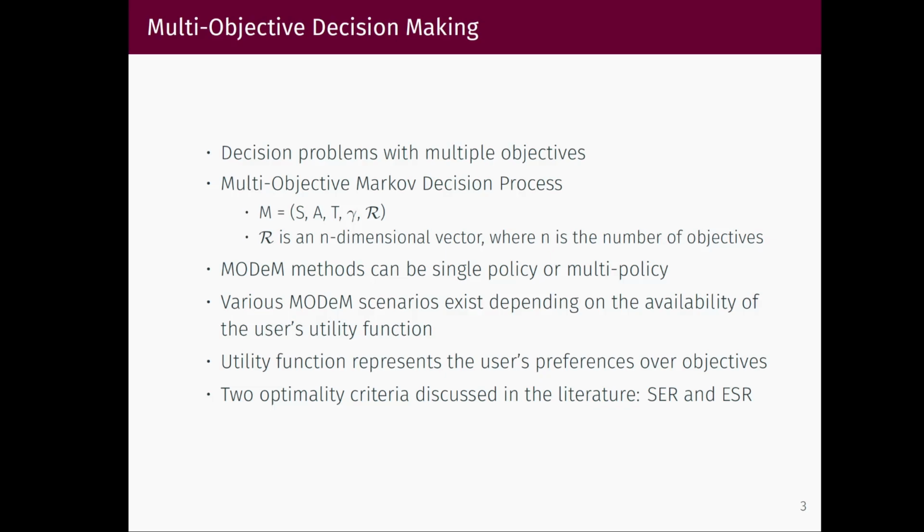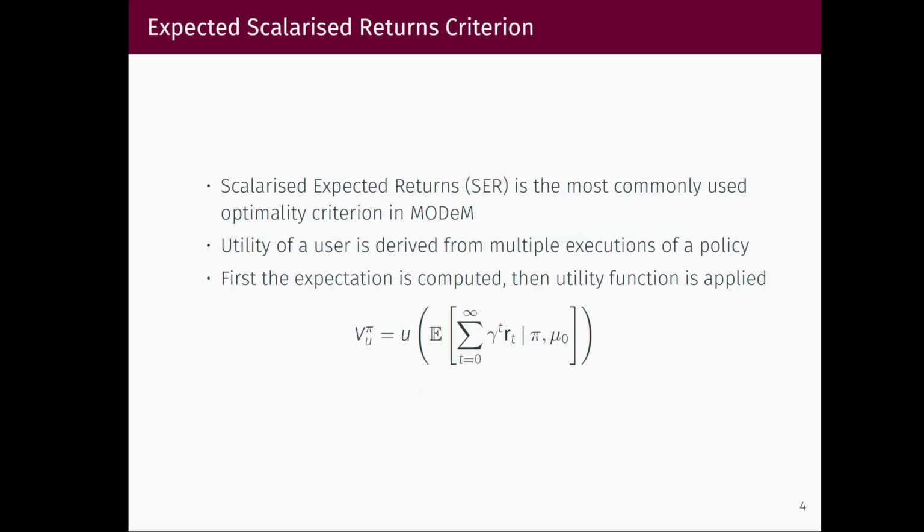MODM methods can be single-policy or multi-policy. In this particular paper, we consider multi-policy methods where a set of optimal policies must be returned to the user given their utility function is unknown. It's important to note that the utility function of a user represents the user's preferences over the objectives of the problem. Generally, in multi-objective decision-making literature, two optimality criteria are discussed: the scalarized expected returns and the expected scalarized returns. We're primarily going to focus on the expected scalarized returns criterion.